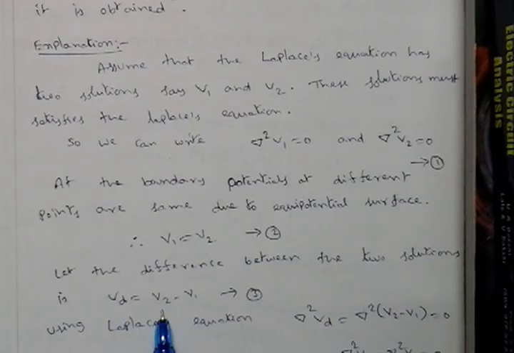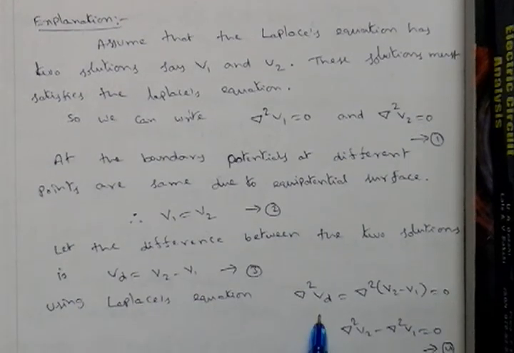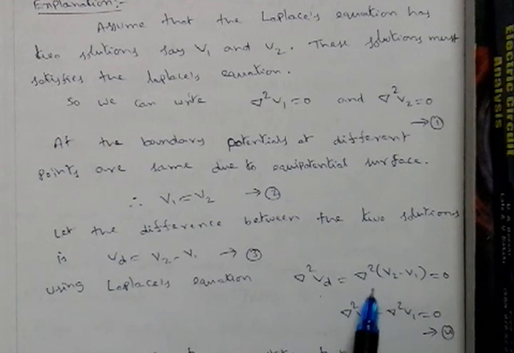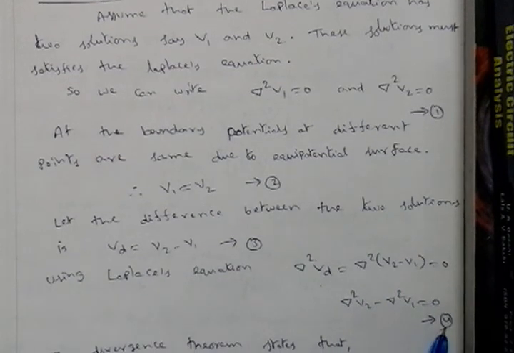And take the difference. The difference Vd is equal to V2 minus V1. That must be equal to 0 only. So once again apply the Laplace equation for this Vd value. Del square Vd is equal to del square of V2 minus V1. Expand this one: del square V2 minus del square V1 equal to 0.